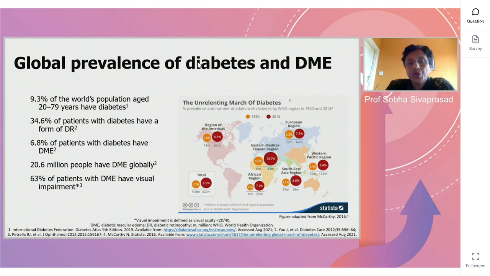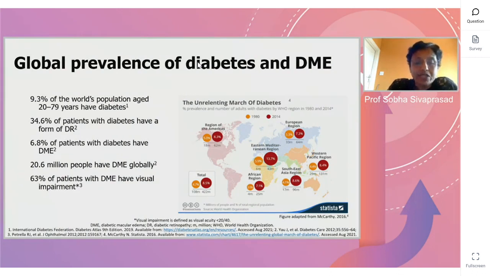So I'm just going to give a summary of all that was discussed from the beginning up to Anat's talk on AI, because as we can summarize, about 10% of the adult population in the world have diabetes, and a third of them have diabetic retinopathy. So if you consider that, that is approximately equal to about 28 million people in the world with vision-threatening diabetic retinopathy, 17 million with proliferative diabetic retinopathy, and 20.6 million with diabetic macular edema globally.